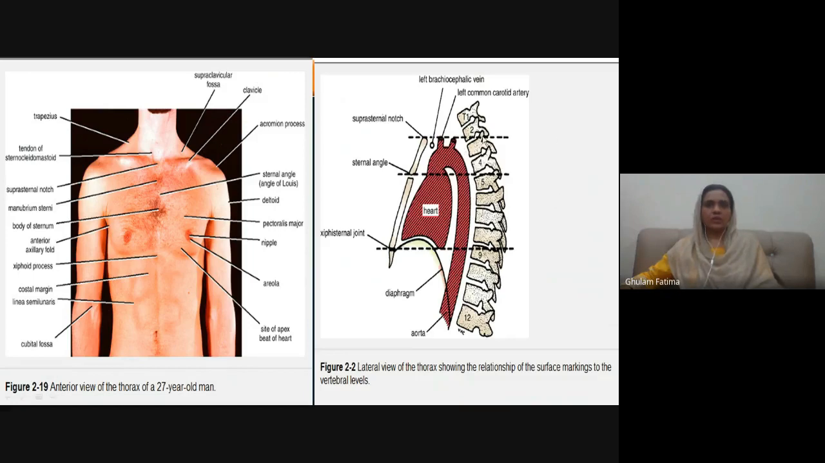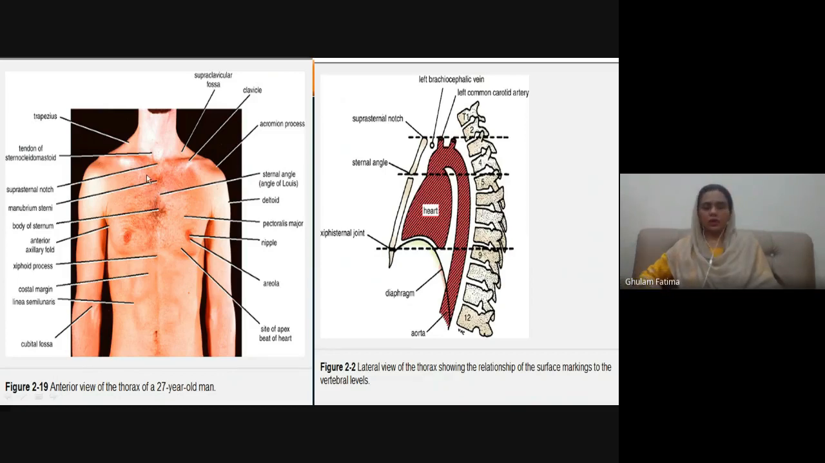The suprasternal notch is at the level of T2 and T3, and the xiphisternal joint is in line with or in between the bodies of T8 and T9. These are the simple landmarks, and the most important out of these is your sternal angle. You need to remember that it is in line with T4, T5. Looking at this, you can also see that this is your suprasternal notch, this is your manubrium sterni, and this is your sternal angle of Louis.